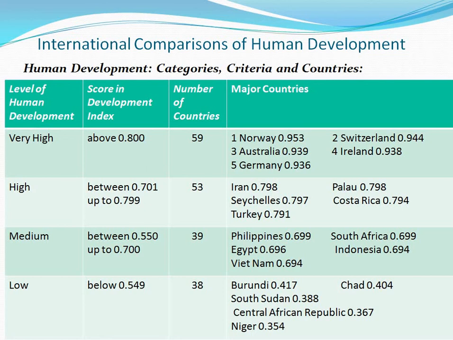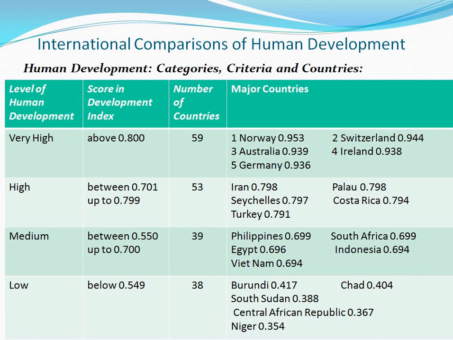And the second category is high level of human development. Its range is between 0.701 and 0.799, and 53 countries come under this category. Important countries are Iran, Palau, Seychelles, Costa Rica, Turkey. The third category is medium level of human development, and its range score is between 0.550 and 0.700, and 39 countries come under this category. Important countries are Philippines, South Africa, Egypt, Indonesia, Vietnam.